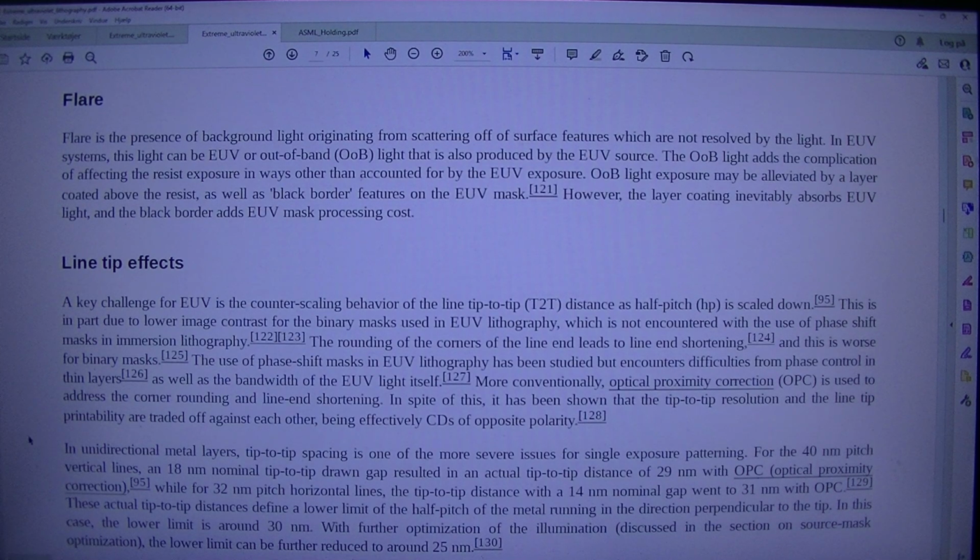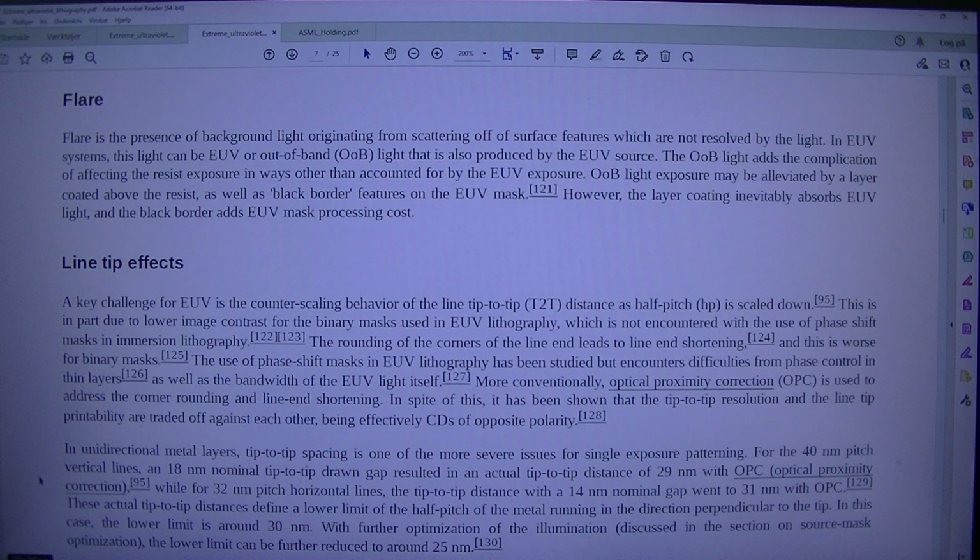128. In unidirectional metal layers, tip-to-tip spacing is one of the more severe issues for single exposure patterning. For the 40 nm pitch vertical lines, an 18 nm nominal tip-to-tip drawn gap resulted in an actual tip-to-tip distance of 29 nm with OPC, optical proximity correction, 95, while for 32 nm pitch horizontal lines, the tip-to-tip distance with a 14 nm nominal gap went to 31 nm with OPC.